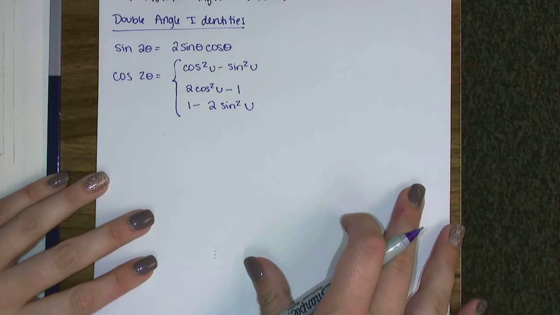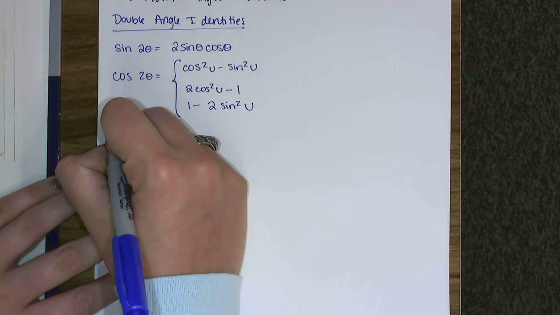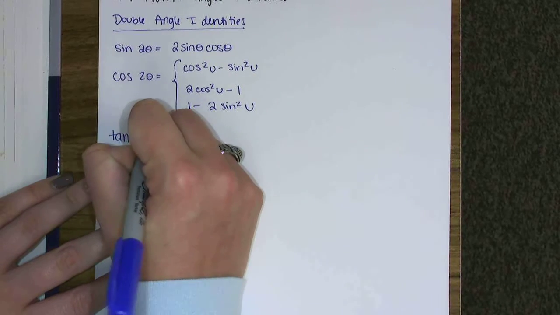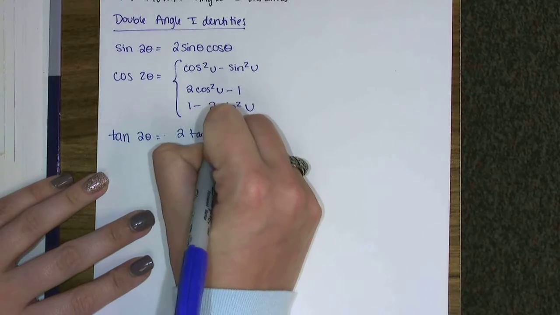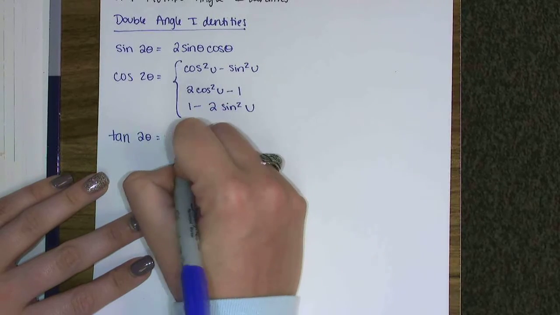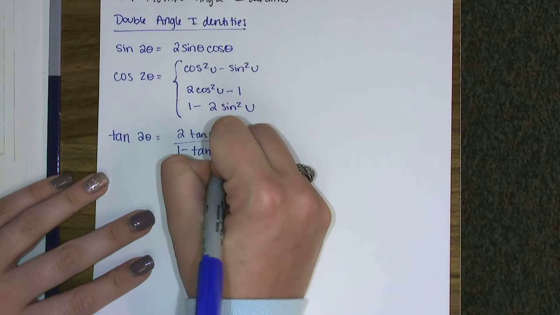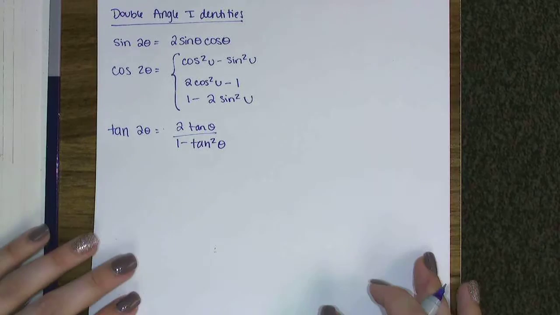And then lastly, we have the tangent of 2 theta, which is equal to 2 tangent of theta over 1 minus the tangent squared of theta. So those are your double angle identities.